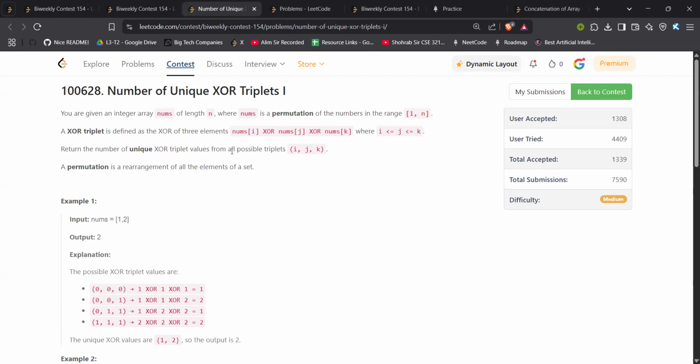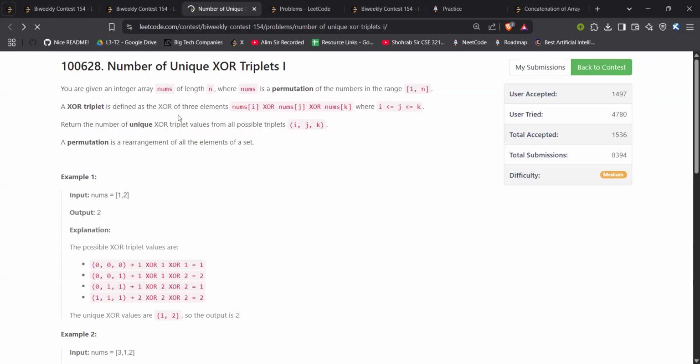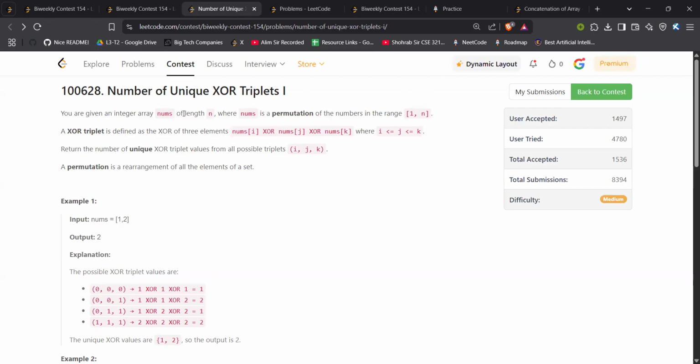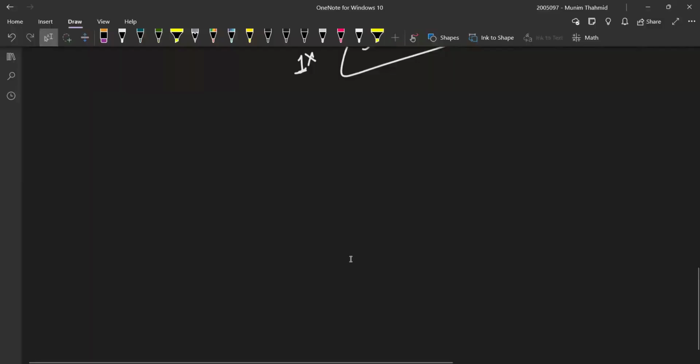nums is a permutation of... okay, wait. There was a very important thing. Oh my God, I just forgot. Nums is a permutation of 1 to n. How can I forget this? Okay, so let's try again. How can I forget this, man?